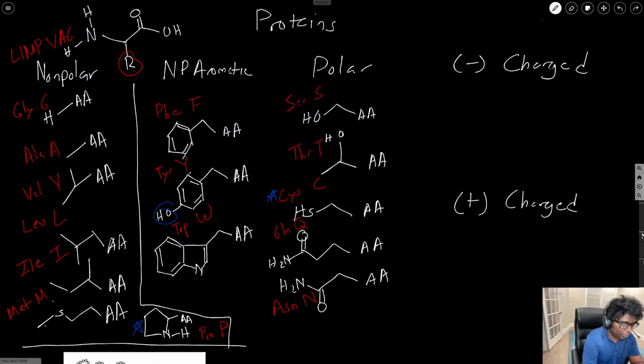All right, now negatively charged amino acids. There's two of them. One is aspartic acid. I'll write them on top of each other. And glutamic acid. Oh, whoops. Man, I shouldn't have written them on top of each other. I'll draw it a little bit further out so it doesn't mix up.